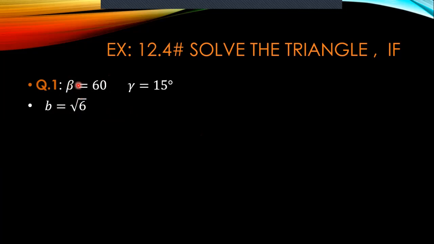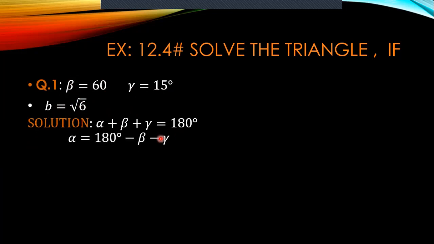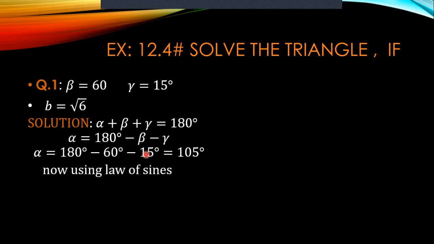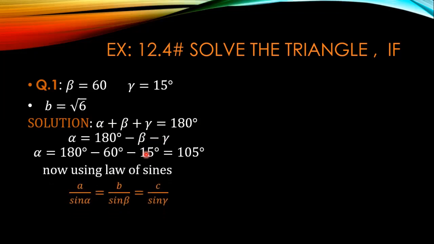First of all, when two angles are given, we need to find the third angle. So in the solution, we will use this formula, alpha plus beta plus gamma equal to 180 degrees. It is not new for you. And from there, alpha is equal to 180 minus beta minus gamma. By putting the values and simplifying, we get alpha equal to 105 degrees. Now we'll use the law of sines. I will write the whole statement. The whole statement has been written over here.